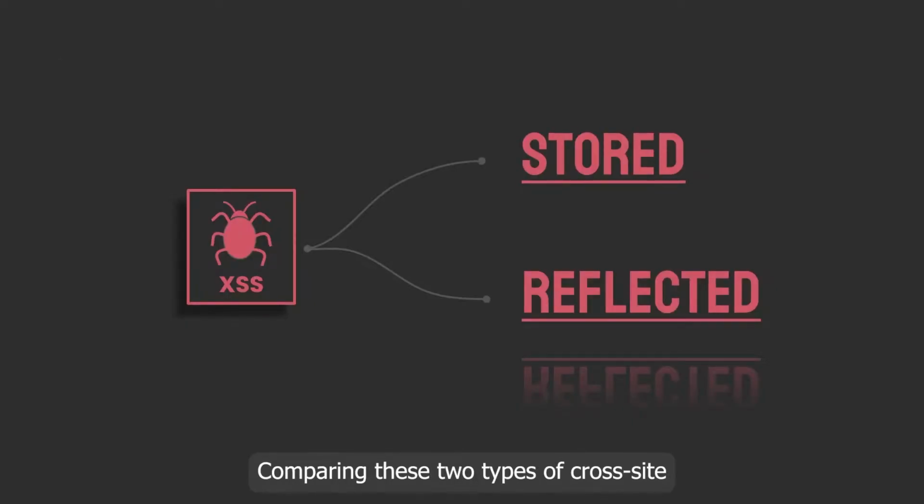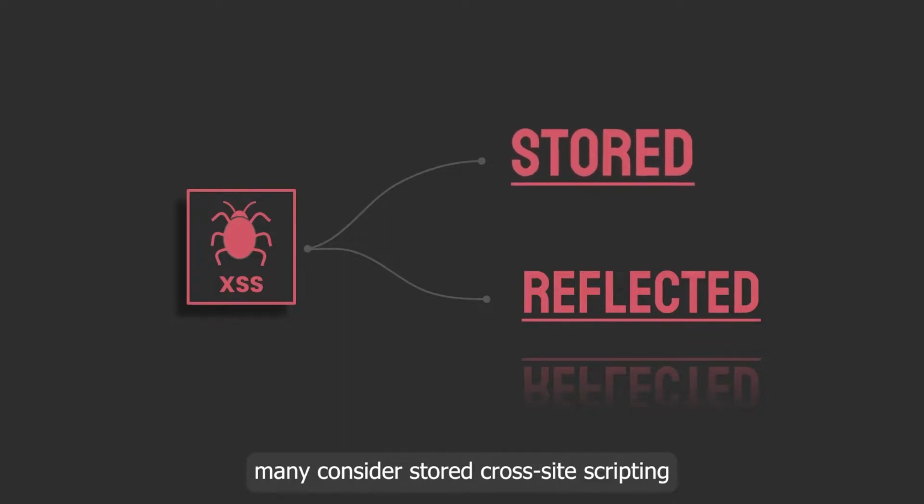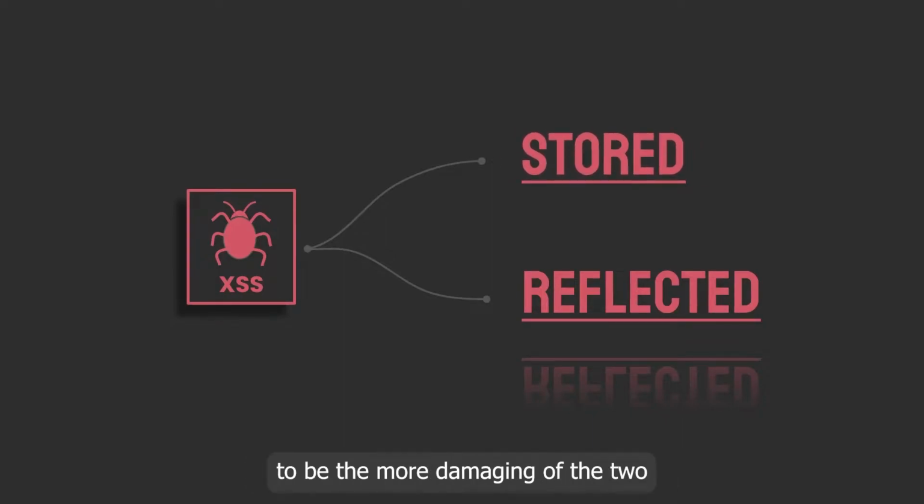Comparing these two types of cross-site scripting, many consider stored cross-site scripting to be the more damaging of the two, as the attack is contained within the application itself. It does not require any actions on the victim's side to trigger the exploit, like clicking on a link.